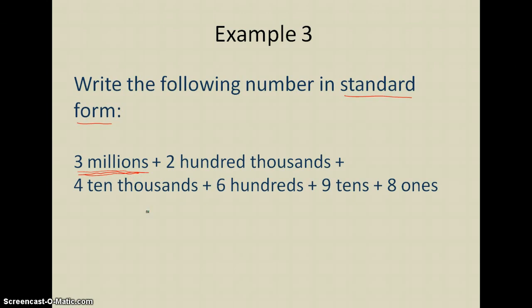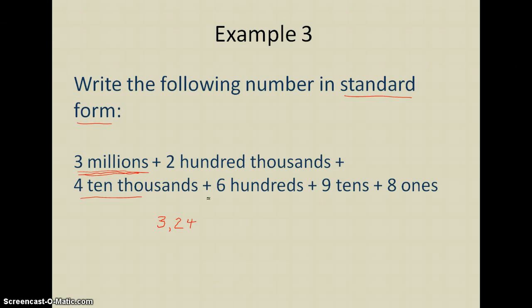So I know that 3 million, the millions place comes right before a comma. So that means I'm going to have a 3 and then a comma. And then if I think about what comes next, I've got 200,000s. Well, the next place is the 100,000s place, so I'll put my 2 there. And then the next place over would be the 10,000s, and it's telling me that I've got 4 10,000s, so I'll put a 4. And then the next place over would be the thousands.